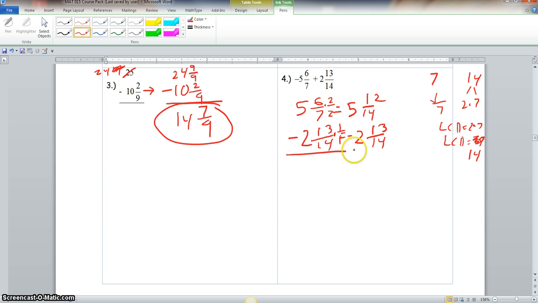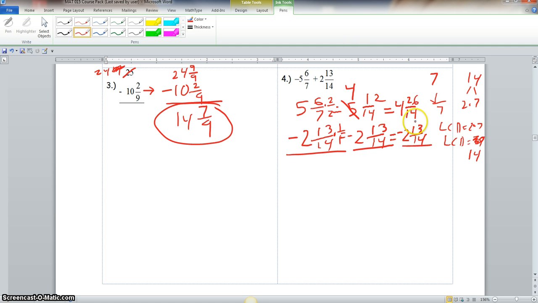Now if you notice here, this fraction on the bottom is larger than the fraction at the top. So you know now we have to borrow 1 from this 5. We borrow 1 from this 5, this becomes a 4. Our denominator here would still be 14. And our numerator, we'll take 14 plus 12, which is 26, minus 2 and 13 over 14.